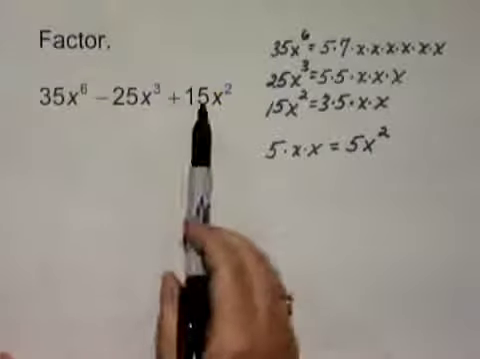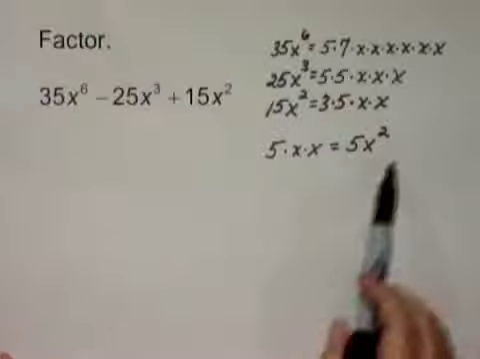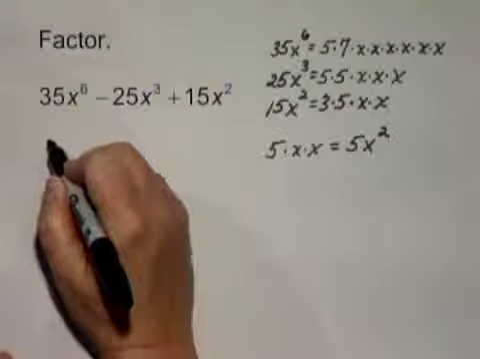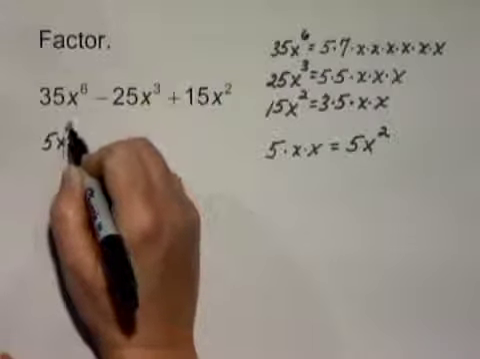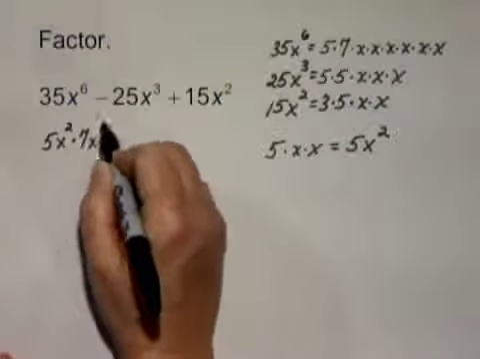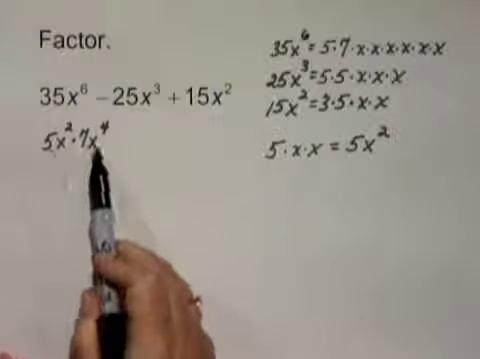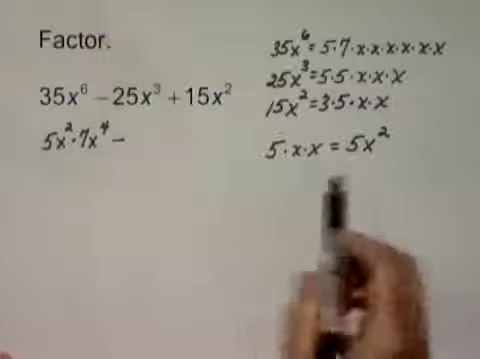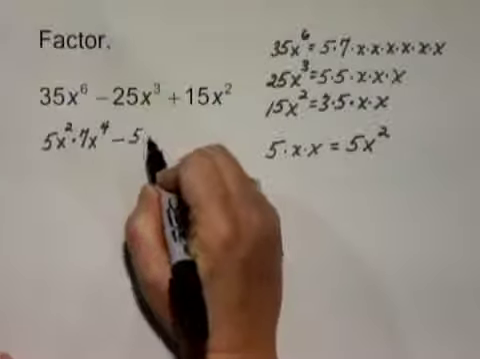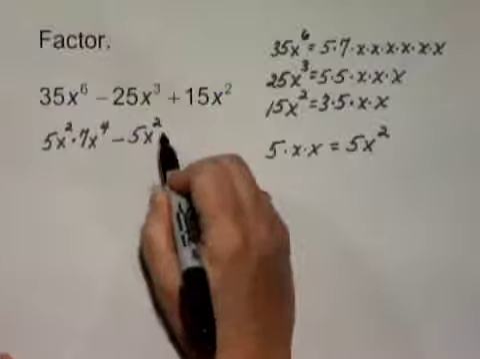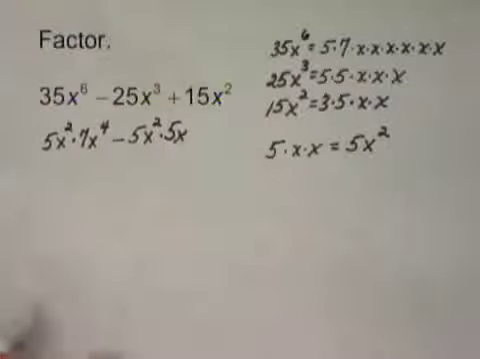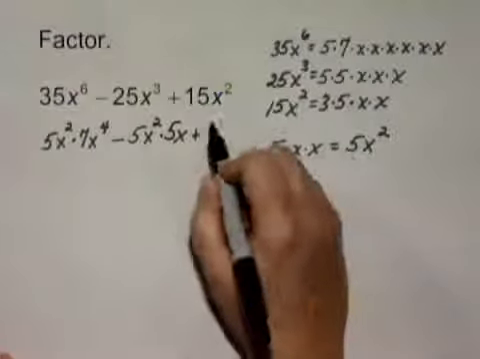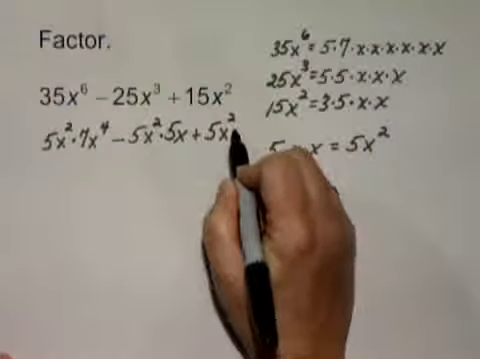So I'll need to factor each of these terms then, using this as a factor. 35x to the 6th I can write as 5x squared times 7x to the 4th, because these multiply together to give me 35x to the 6th. I can write 25x cubed, starting with my 5x squared, and multiply that by 5x, and that gives me 25x to the 3rd power. 15x squared I can write as 5x squared times 3.